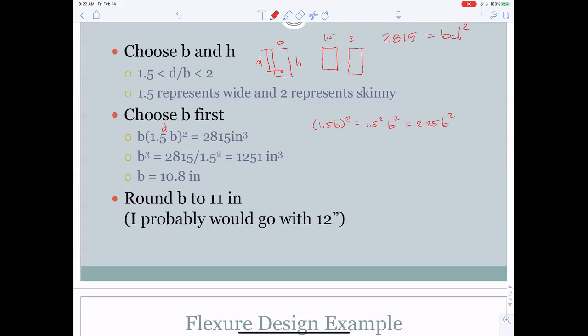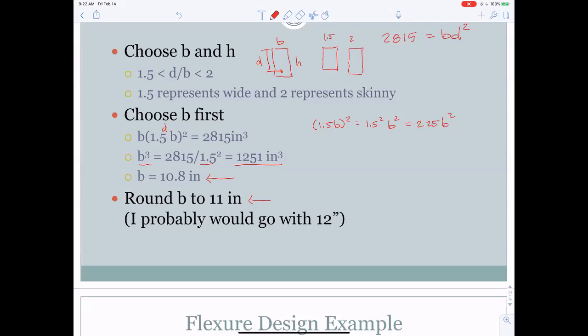Okay, and then so you'll end up with B cubed is 2815 over 1.5 squared, 1251 inches cubed. Take the cube root. Everyone has a calculator: 10.8 inches. So I'm going to round it. This example uses 11, but I just think it's weird.